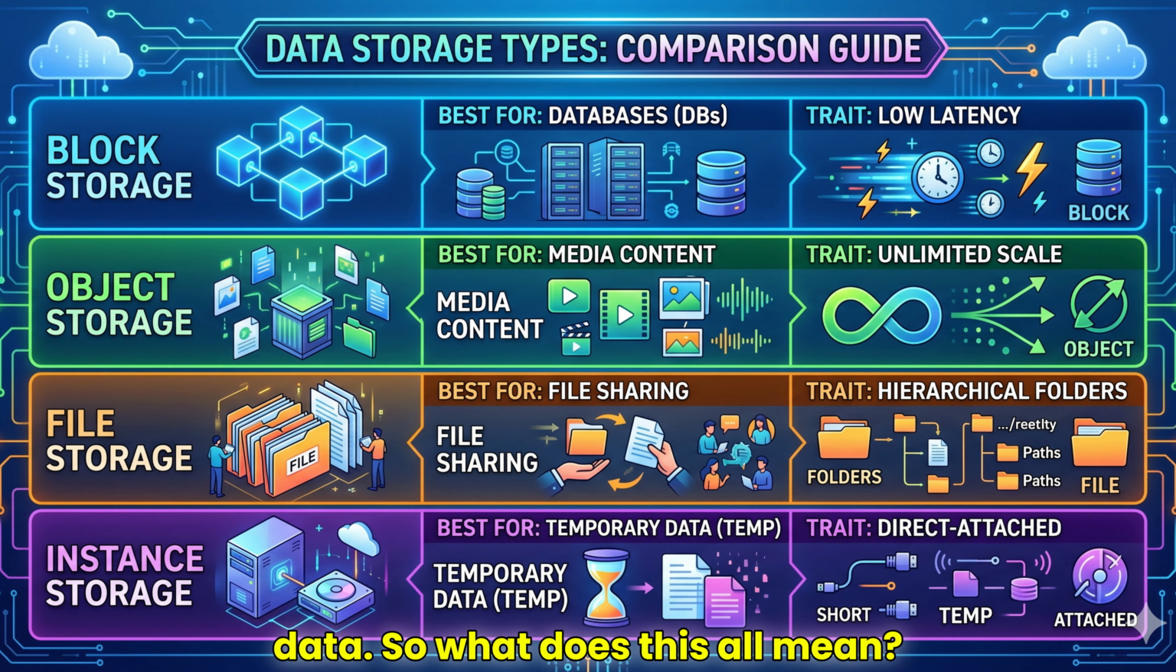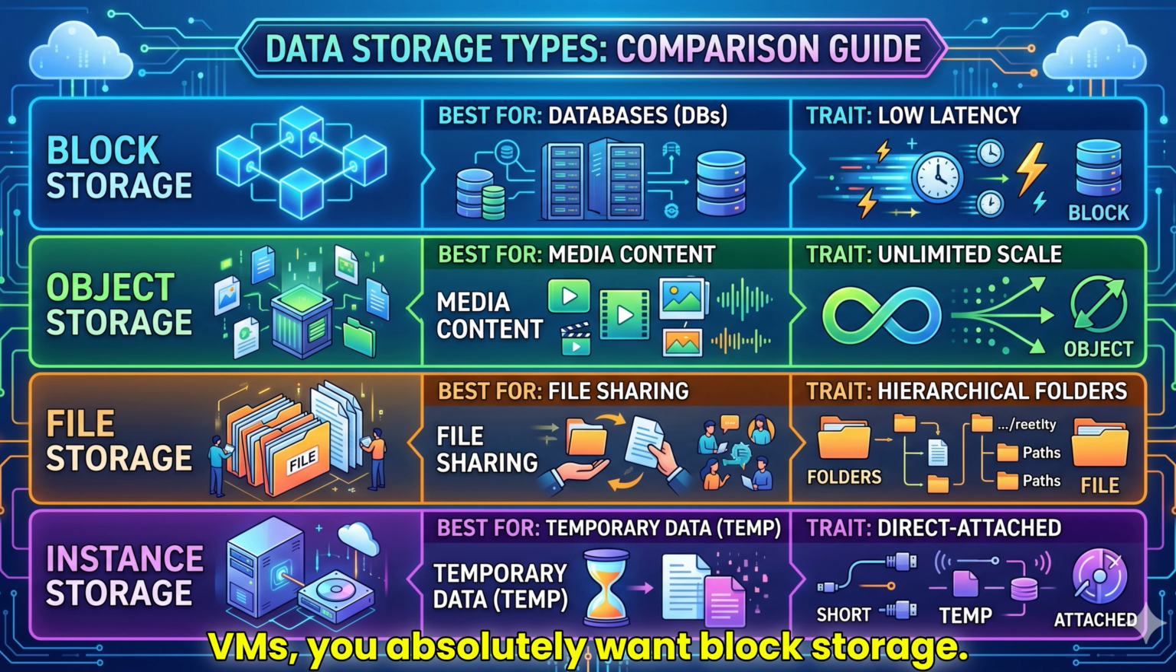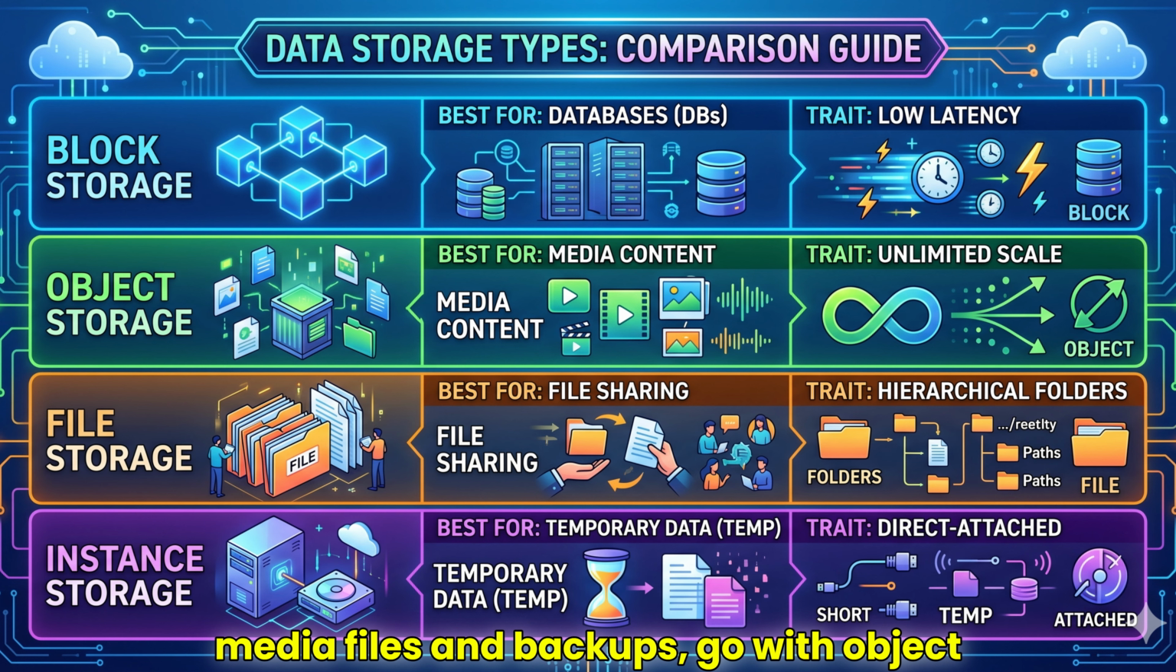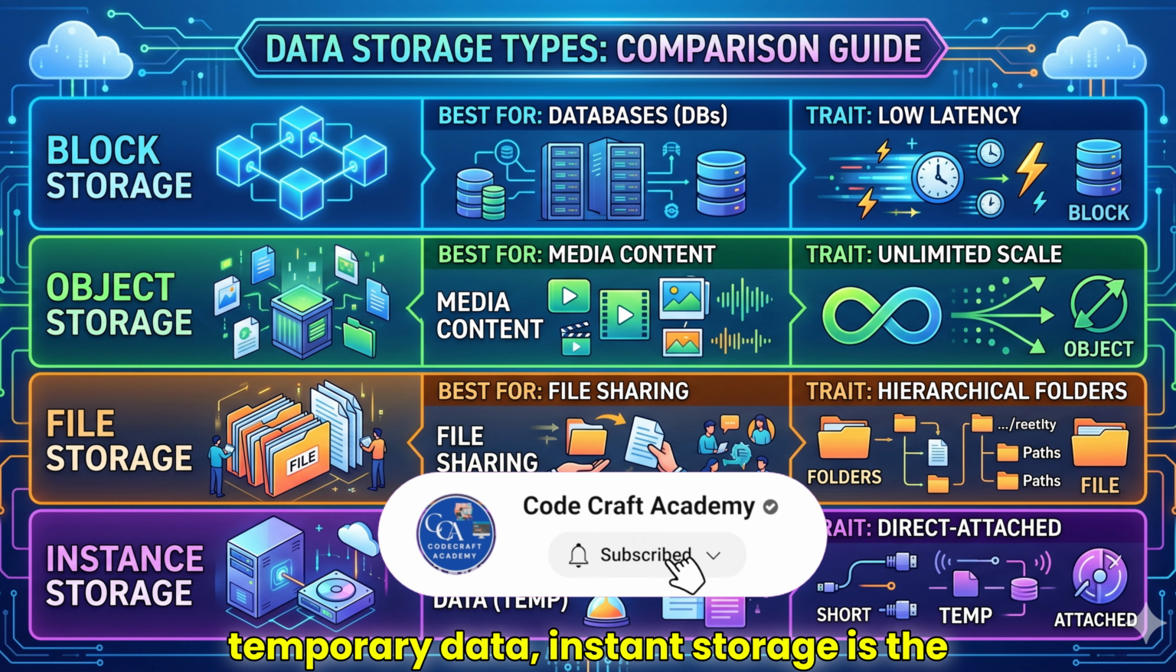So, what does this all mean? Well, the absolute crucial takeaway is summarized right here for you. If you need ultra-low latency for databases and VMs, you absolutely want block storage. If you need unlimited scale for massive media files and backups, go with object storage. For intuitive, everyday folder sharing among end users, file storage is your friend. And for host-attached, temporary data, instant storage is the way to go.